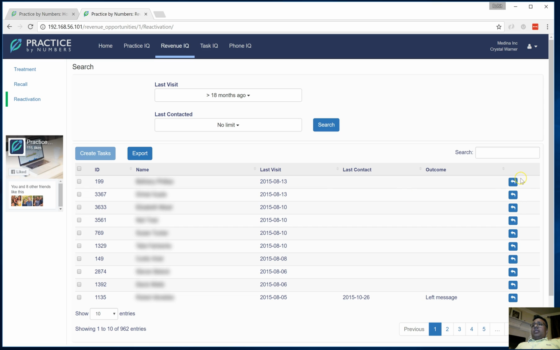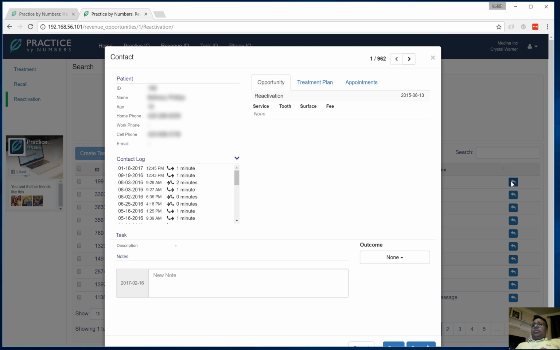So the way you call this is go into the patient file, and it'll give you the patient's name, their home phone number, their work phone number, their cell phone number. And for people who also have Phone IQ, it will also give you the full call history for that patient. For this patient, it tells me every single incoming and outgoing call. All right. So you call this patient and you talk to them.